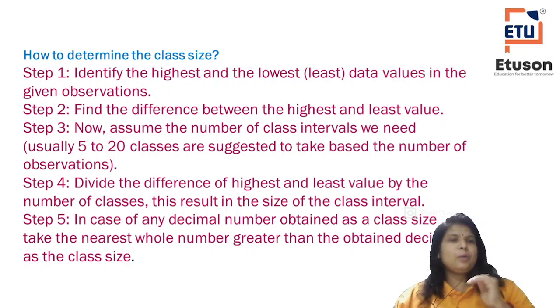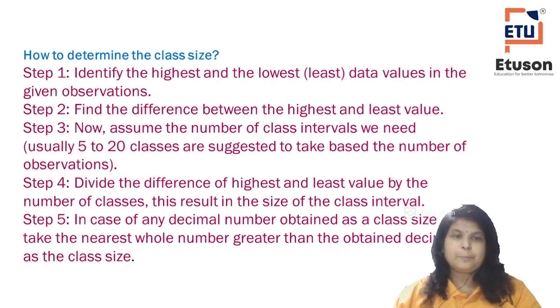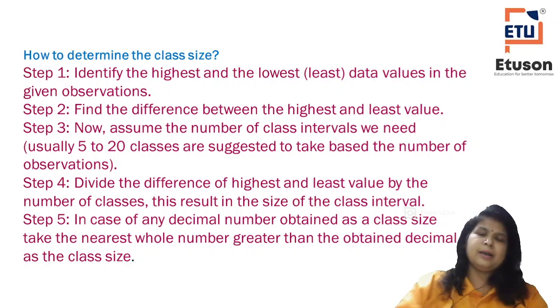Then what you have to do? Divide the difference of the highest and least value by the number of classes. This results in the size of the class interval. In case of any decimal number obtained as a class size, take the nearest whole number which is greater than the obtained decimal as the class size. Children, hope you have understood now how to determine the class size. It will be clearer if we take one example.